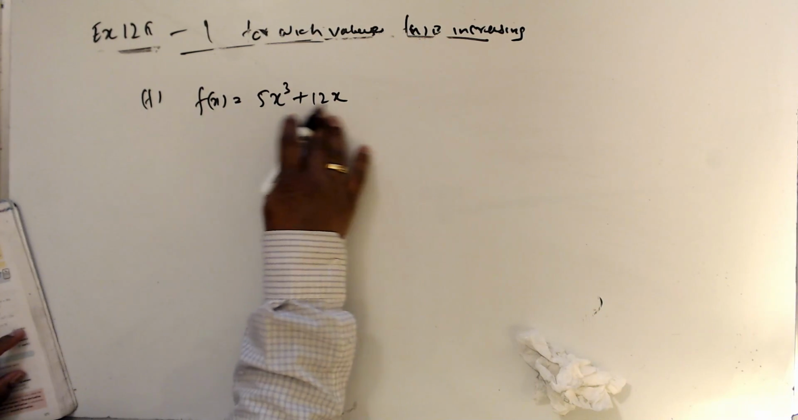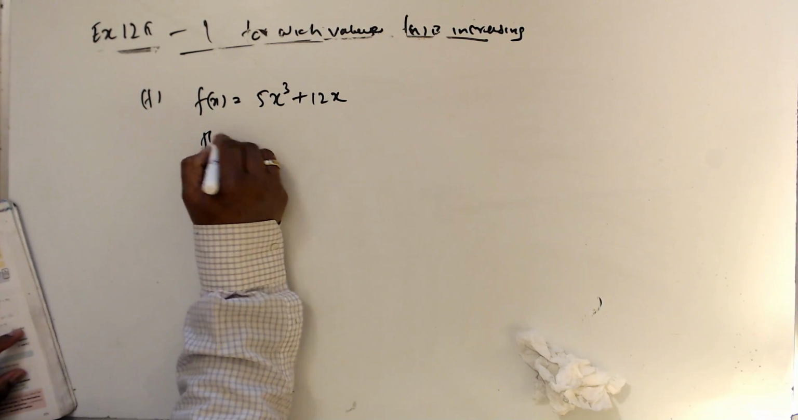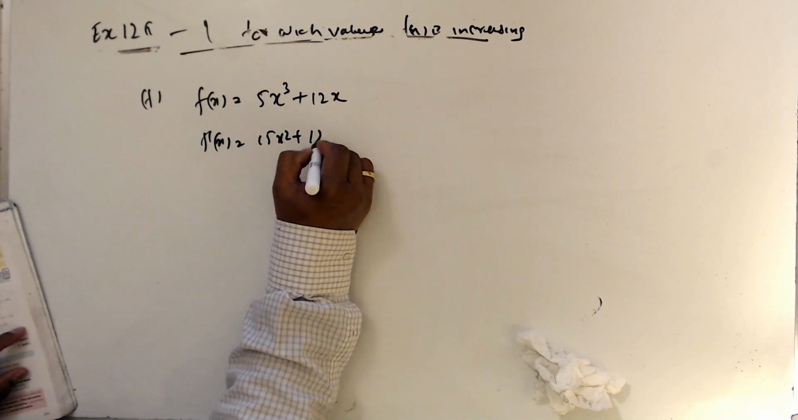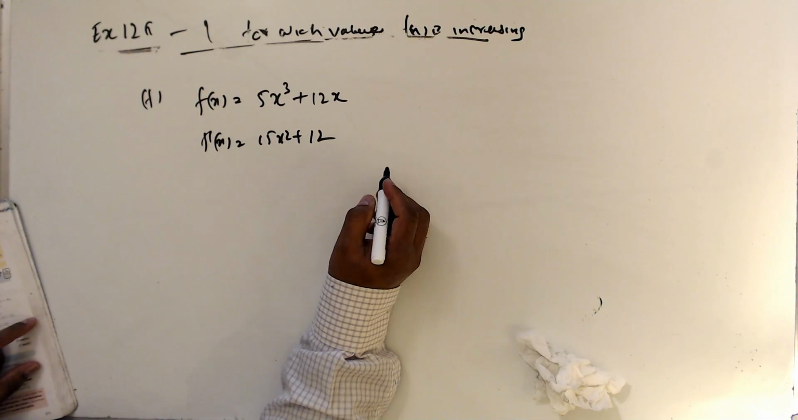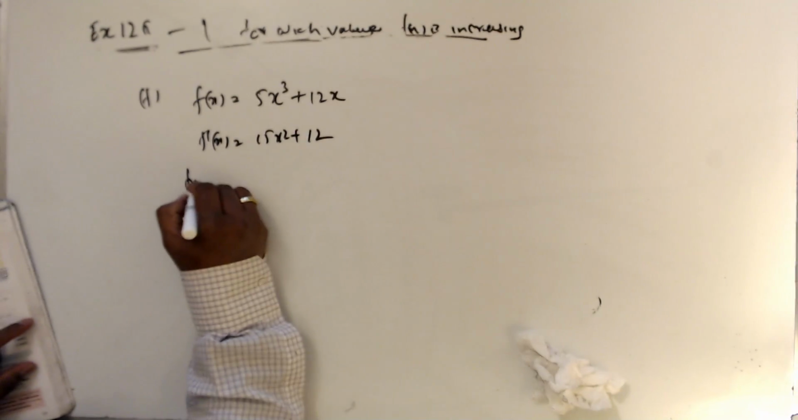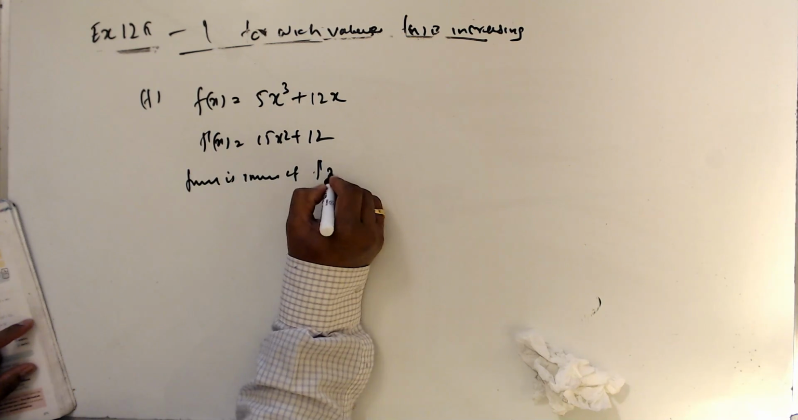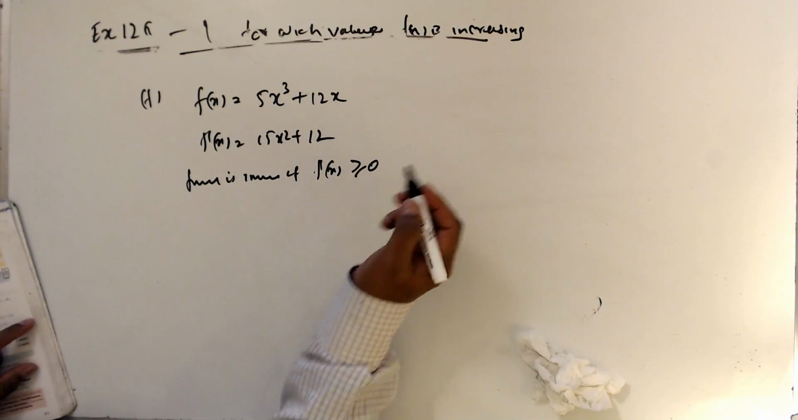So this is the function. We'll find f dash x. So this is going to be 15x square plus 12. The function is increasing if f dash x is greater than or equal to 0.